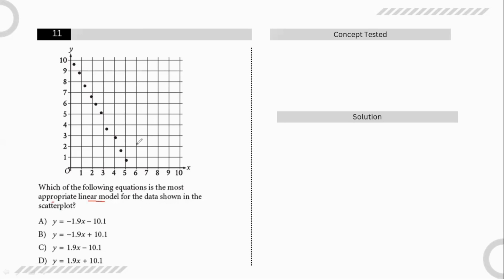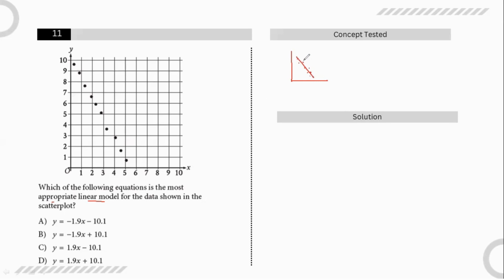And there is a scatter plot. The concept tested here is understanding of the scatter plot. Now, there are some data points which are given to you, right? If you understand, there's a negative slope, right? It's going down. You just need to figure out what will be the equation of this particular linear form or the linear function, right?